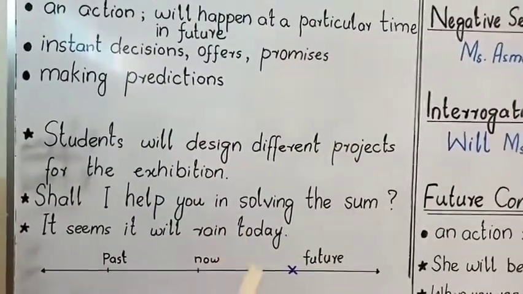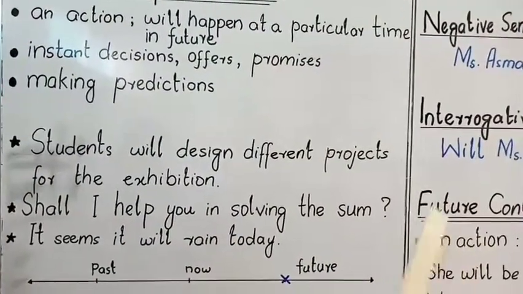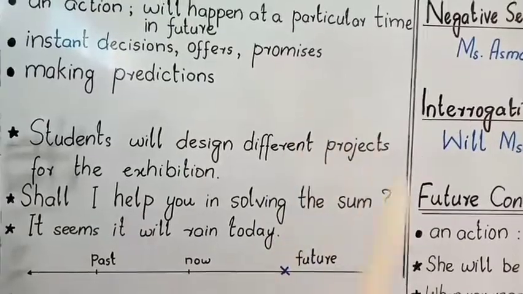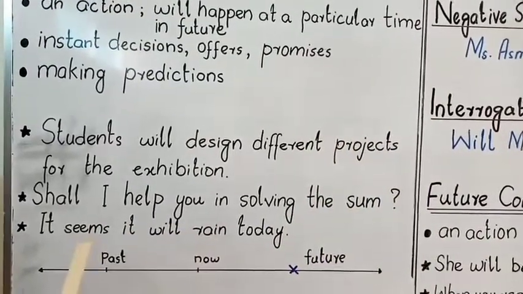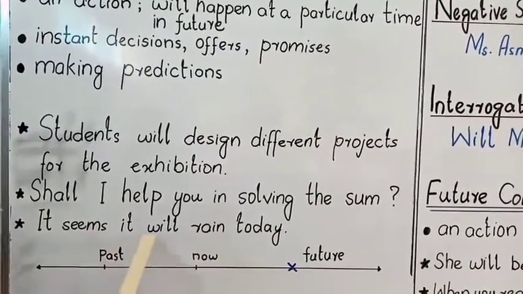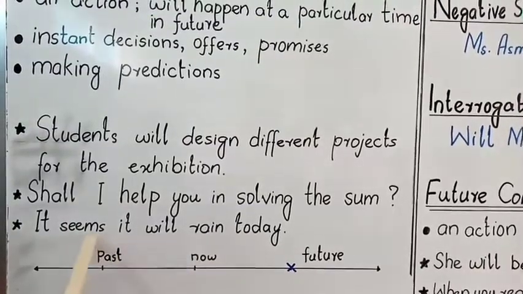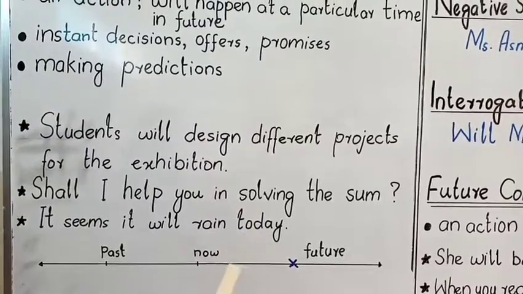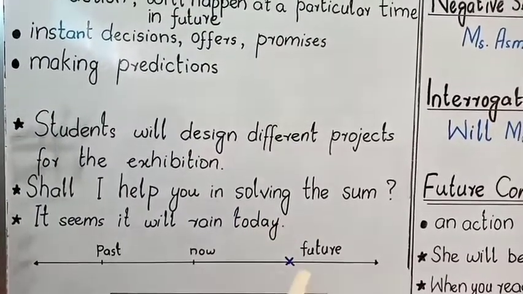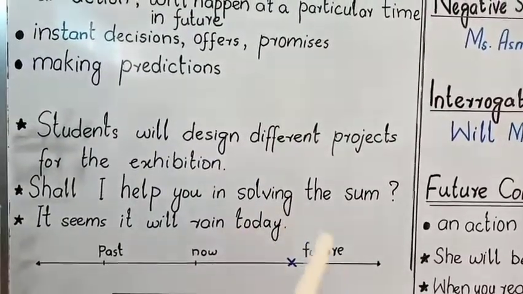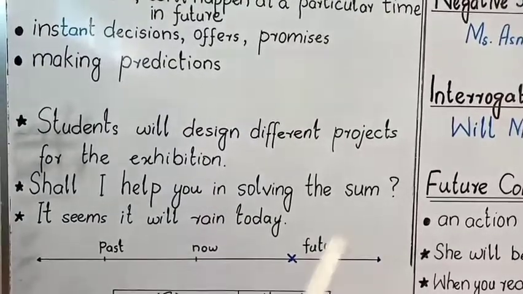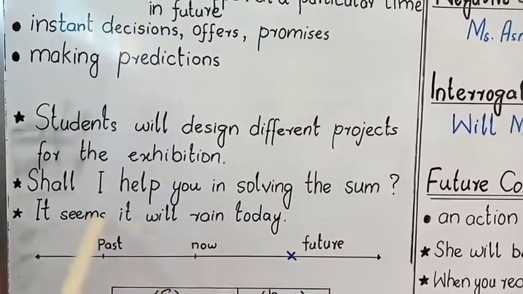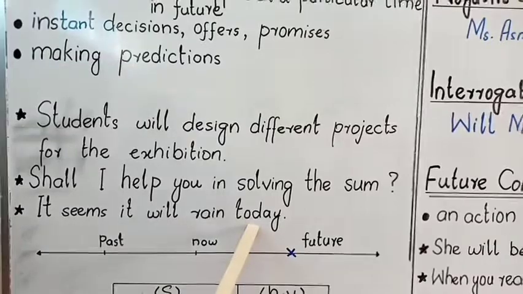Suppose the sky is overcast. The sky has black clouds. And so you can say that it seems it will rain today. You are predicting this. Why? Because the sky is overcast. There are a lot of black clouds in the sky. So you can say that it seems it will rain today.